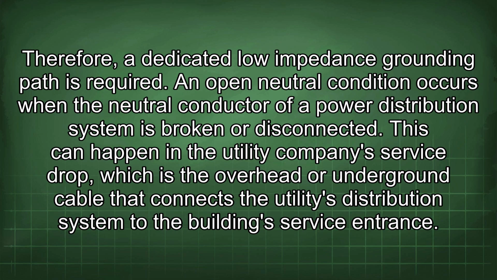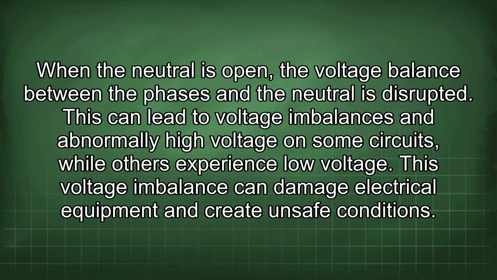An open neutral condition occurs when the neutral conductor of a power distribution system is broken or disconnected. This can happen in the utility company's service drop, which is the overhead or underground cable that connects the utility's distribution system to the building's service entrance. When the neutral is open, the voltage balance between the phases and the neutral is disrupted. This can lead to voltage imbalances and abnormally high voltage on some circuits, while others experience low voltage. This voltage imbalance can damage electrical equipment and create unsafe conditions.